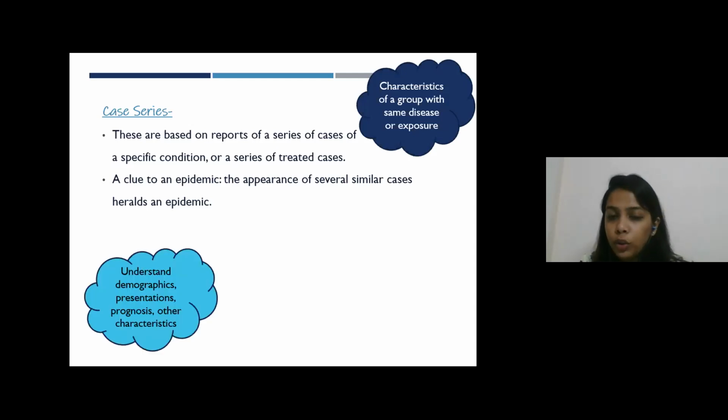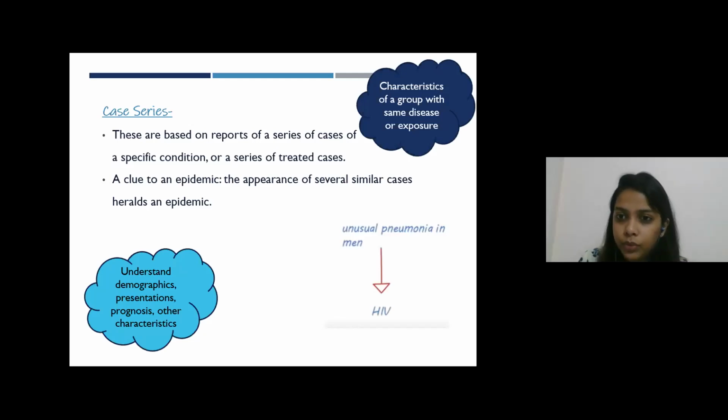Case series provides a clue to an epidemic, and if there are many similar cases, it's generally a sign of an epidemic. So basically, it explains different characteristics of one group who have the same disease or the exposure. And it also helps us understand what are the demographics associated with it, how is the condition presenting, what are the prognosis and other characteristics. So this was basically how HIV was first reported when they first observed unusual pneumonia, which was present in that particular target group. So once they reported it, eventual research led to the identification of the causative agent, your human immunodeficiency virus.